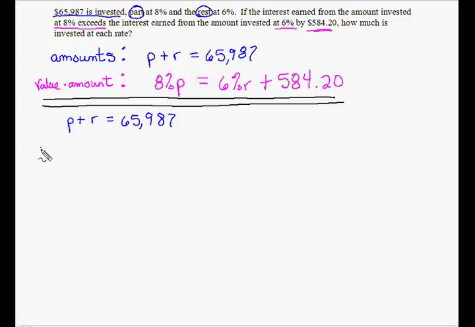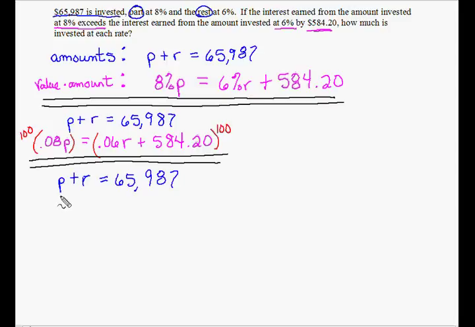So we're going to want to try and clean up these two equations. The first equation hasn't changed. The second equation, we need to rewrite these numbers of percentages as decimals. Now we can multiply both sides of the equation by 100 to clear the decimals. The first equation hasn't changed. When we multiply the second equation by 100, we get 8p equals 6r plus 58,420. And now we're going to try and solve this equation for either p or r.